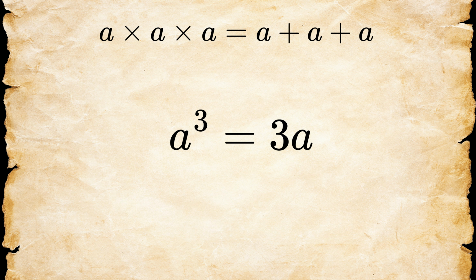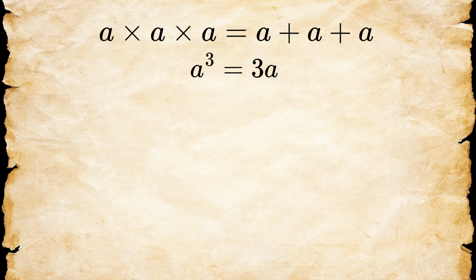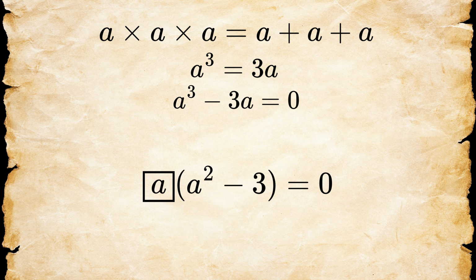First, we can read the equation as a cubed equals 3 times a. Next, move everything to the left side. Now we have a cubed minus 3 times a equals 0. Notice that both terms contain the letter a, so we take a as the common factor. This gives us a multiplied by the quantity a squared minus 3 equals 0.